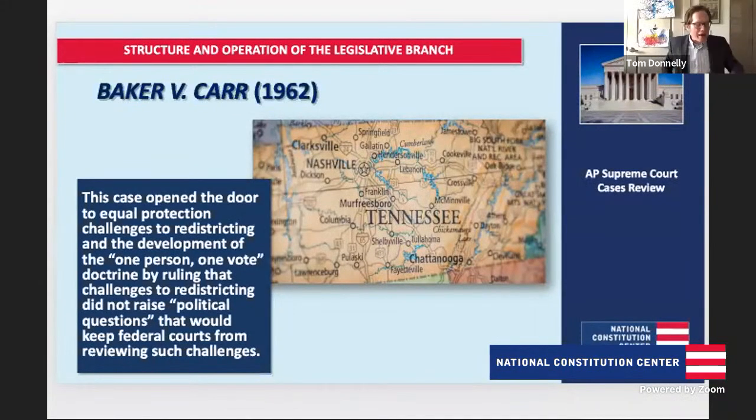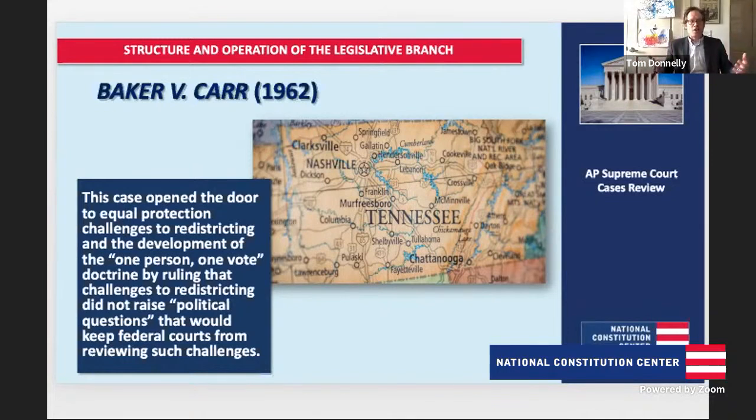For Baker v. Carr, we're back in 1962. It's the Warren Court. This is a 6-2 decision authored by Justice Brennan. And this case is dealing with the way in which we draw districts for elections. And so this is a challenge that took place in Tennessee. The Tennessee legislature hadn't redrawn its legislative districts in over 6 decades.